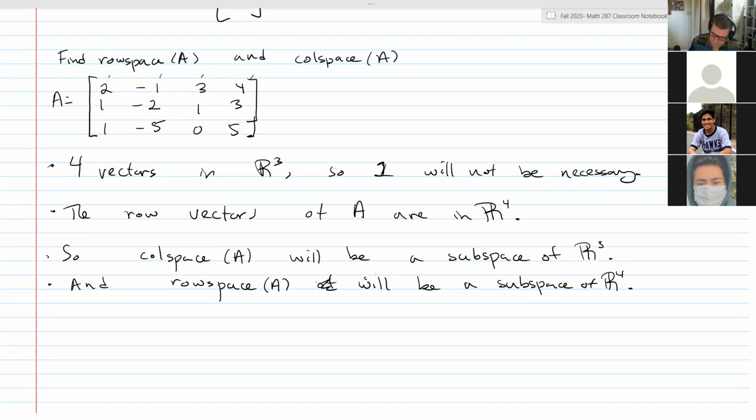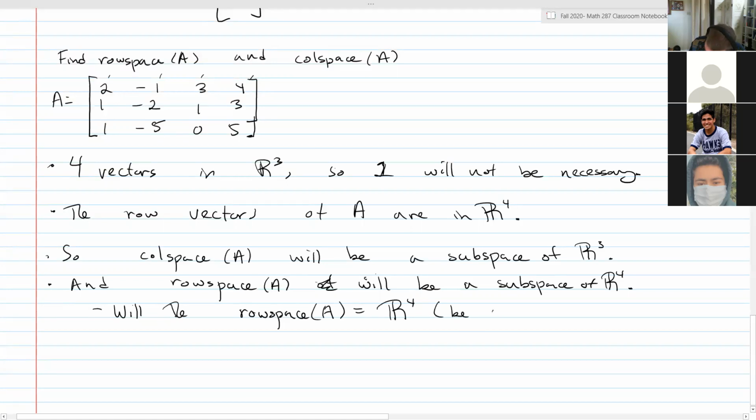Now, here's the question. Will the row space of A equal R4? Will it actually equal R4? Or in other words, be a basis for R4?